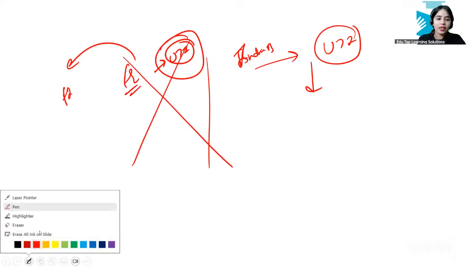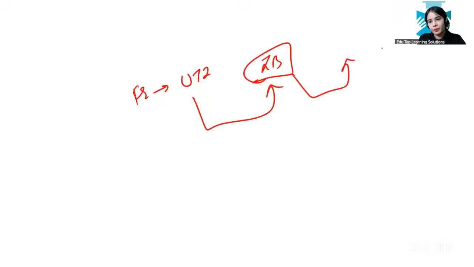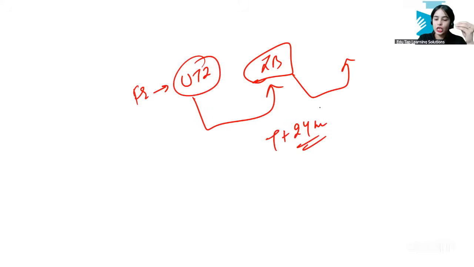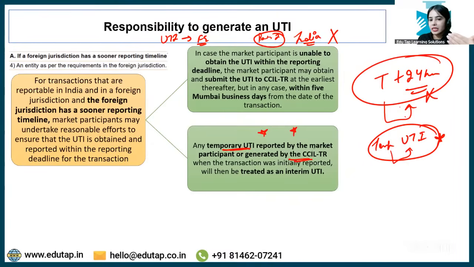That's why if the foreign entity generated the UTI, the Indian bank has to take this UTI to report the transaction. But what if the Indian bank is not able to take the UTI within the reporting timeline of 24 hours? If the Indian bank is not able to take the UTI within the timeline, then the temporary, interim UTI will be created to report the transaction with the CCIL trade repository. And within 5 Mumbai business days from the date of the transaction, the actual UTI has to be informed.